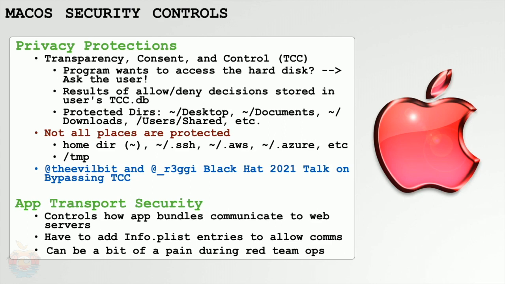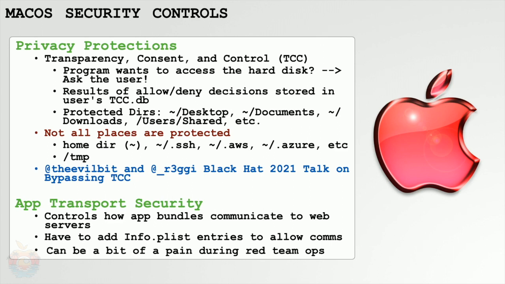Other core security controls are privacy protections, or TCC: transparency, consent, and control. What Apple intended with that is to put the power in the hands of the user to determine what programs can access sensitive places on macOS. While not all directories are protected by privacy controls, some of the common ones that are protected are the user's desktop, the user's downloads folder, the user's documents folder, etc.